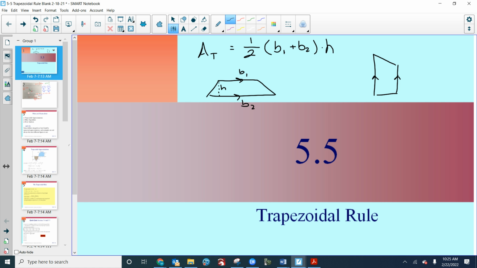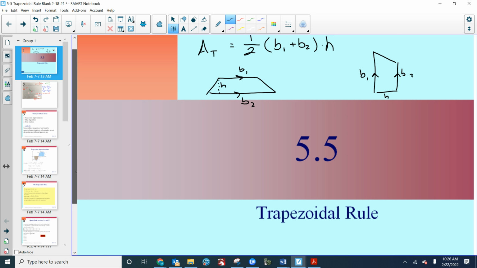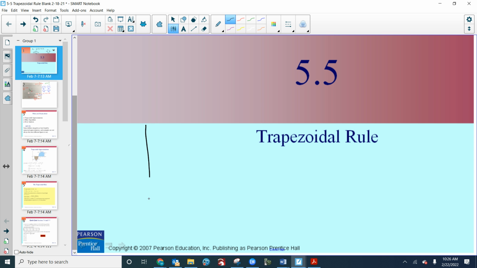Now, if this is your trapezoid, these would be your bases, and this would be your h. And I actually kind of did this for you before. We did a problem similar to this before, but we're going to officially introduce it today. All right? So very quick rundown. Are you ready? Here we go.